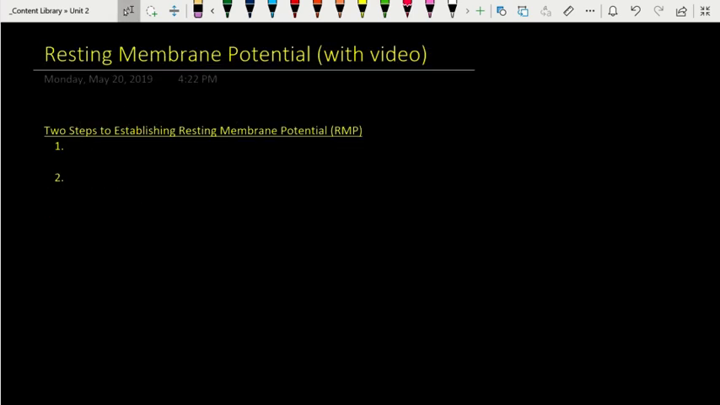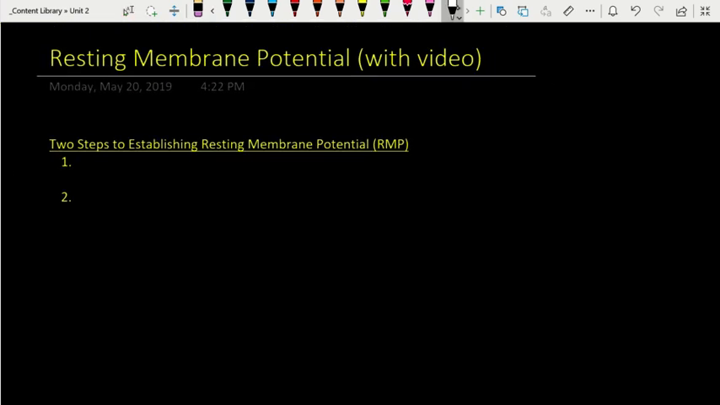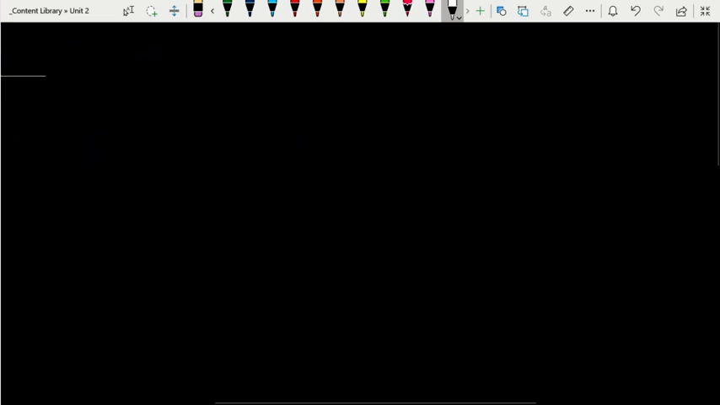So now as we consider the resting membrane potential, I've broken this down into two simple steps. And the first one is to simply run the sodium-potassium pump. Now, that might seem like a simple thing to do, but I want to make sure that we understand the purpose behind it. To do that, let's come over here.